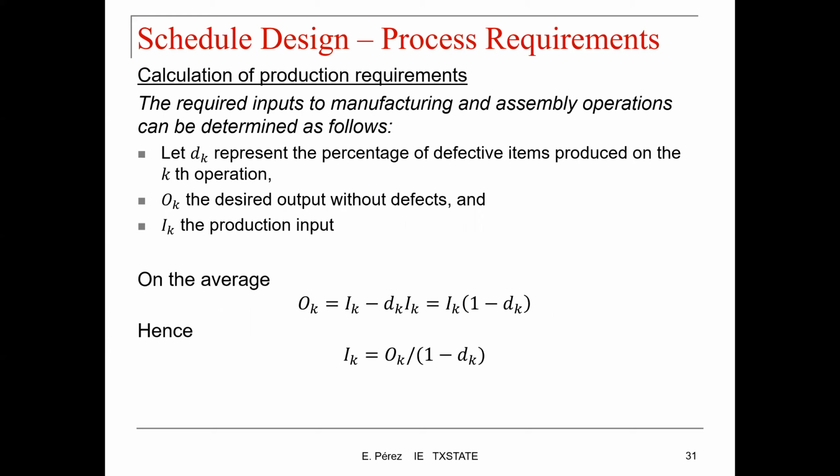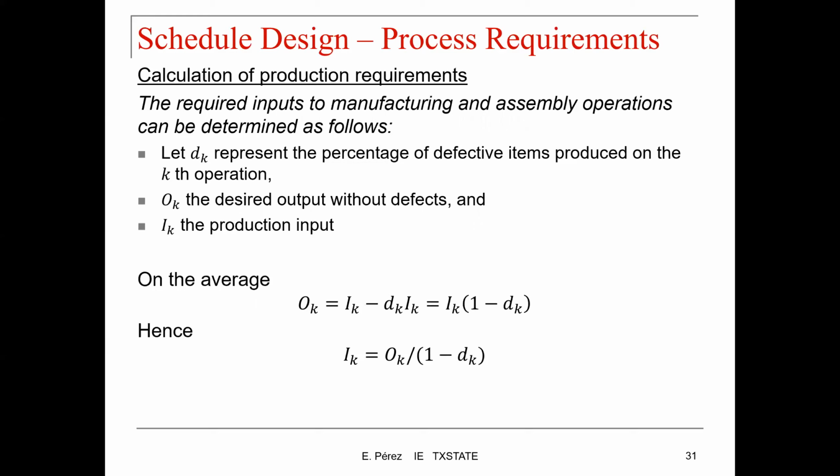So let's start by calculating the production requirements. The required inputs to manufacturing and assembly operations can be determined as follows. We're going to use D_k to represent the percentage of defective items produced on the kth operation. O_k is the desired output without the defects. This is how many we need to produce, let's say for our customer. And I_k is the production input.